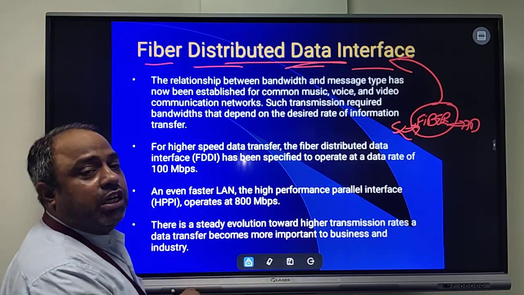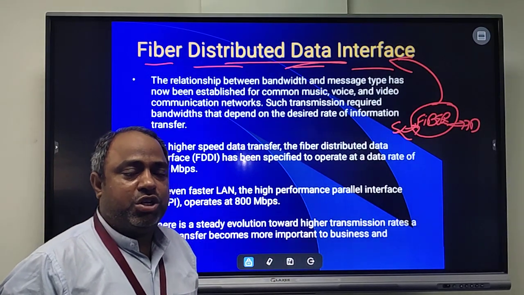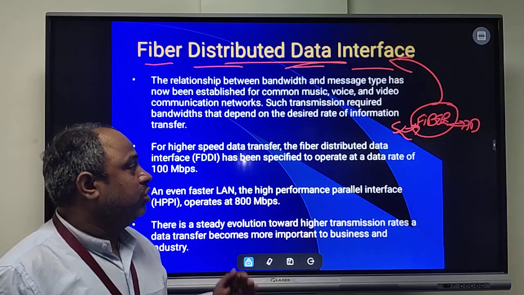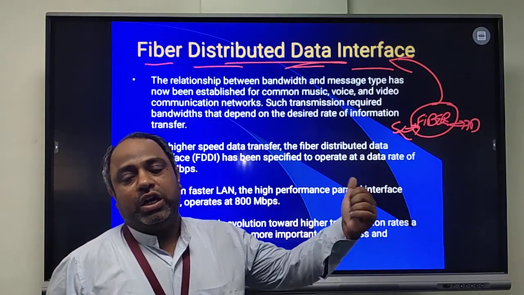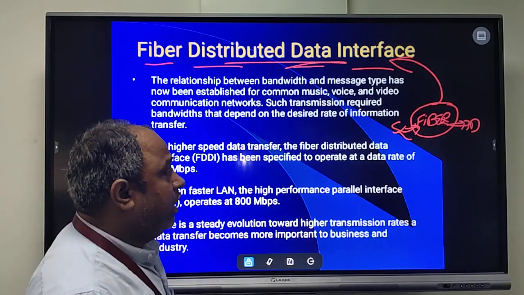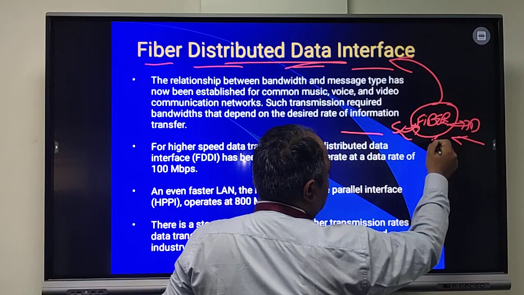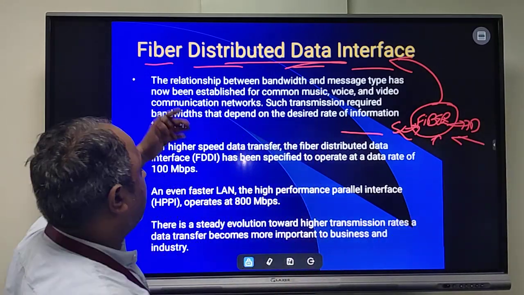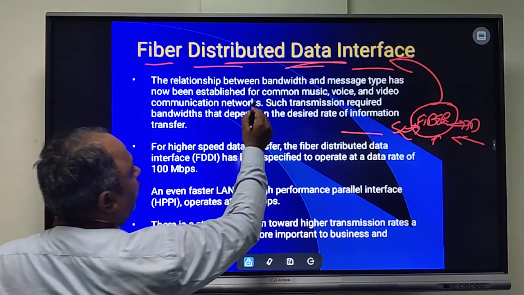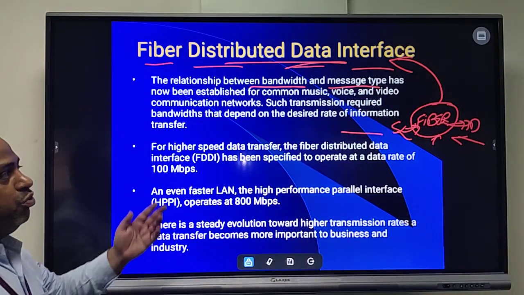If you don't get that point, it means you can never share your information. You are not capable of sharing your data from one side to the other effectively and efficiently. So the interface between source and destination with that fiber is important. Now we're talking about the relation, the first thing between the bandwidth and the message time, which is now established.